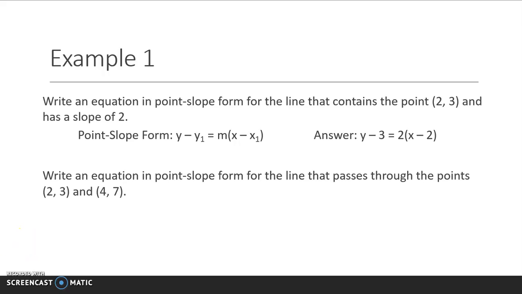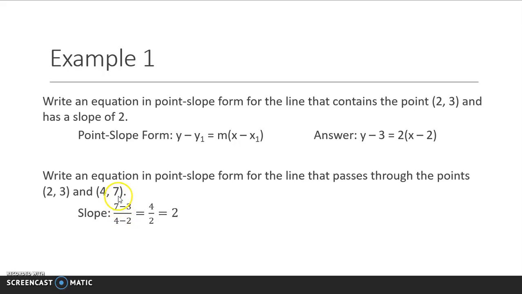Now, the next part of the question says write an equation in point-slope form for the line that passes through the points (2, 3) and (4, 7). So in this one, we're given 2 points, but we don't have a slope. So what we're going to do is we're going to use the slope formula to find the slope, and then we'll put things in point-slope form.